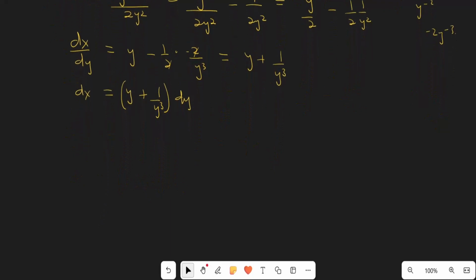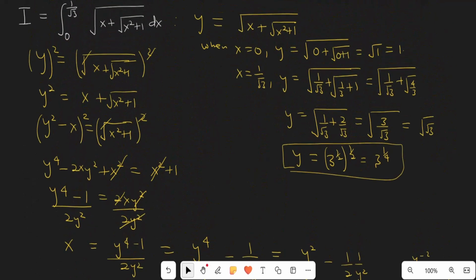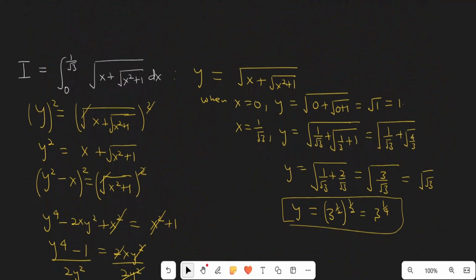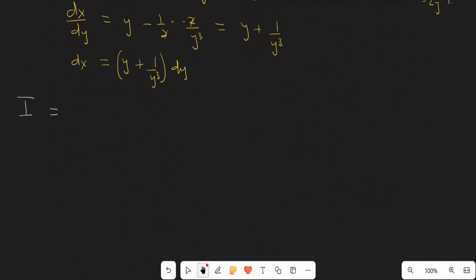Cool. So now this is an expression for dx in terms of y and dy. Now we can take our integral from the x world into the y world. So our integral is equal to, the limits of integration will now change from 1 to 3 raised to the power 1 over 4.